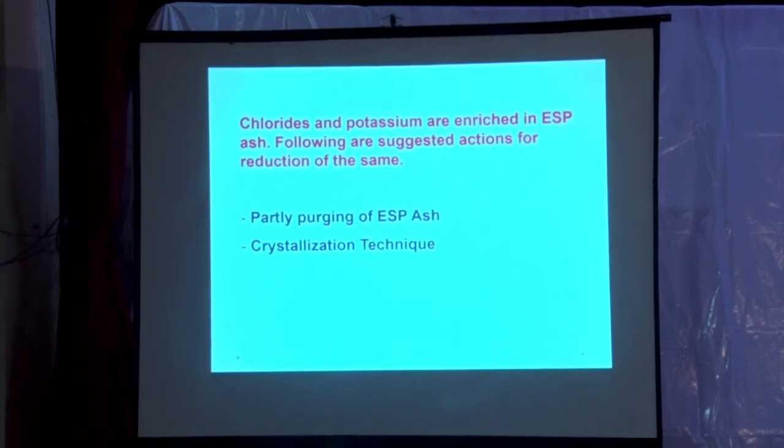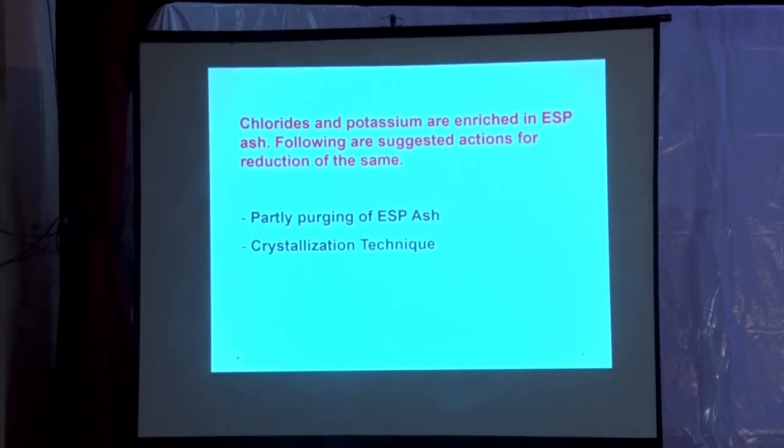And enrichment factor means the chloride coming in daily. Suppose 1 ton is coming from your raw material, so 1 ton you have to purge to get rid of the chloride. But because it has an enrichment of 10 to 11 times, you have to purge 25, 30, 35%. It depends on the raw material which you are using.